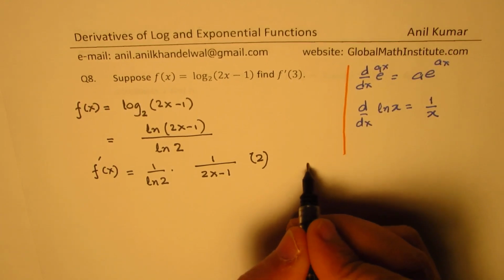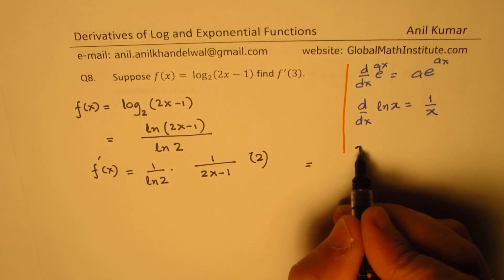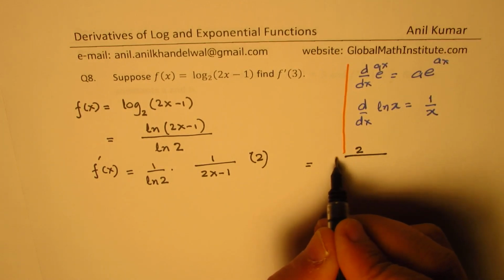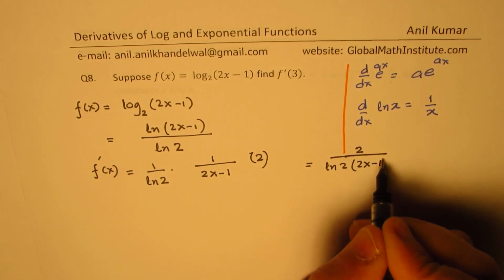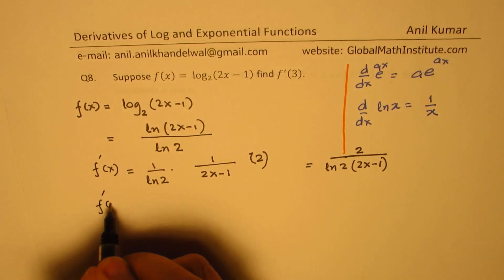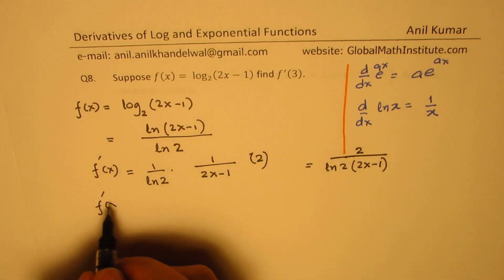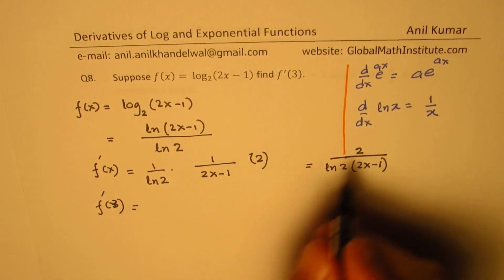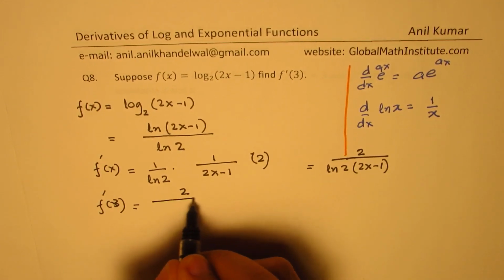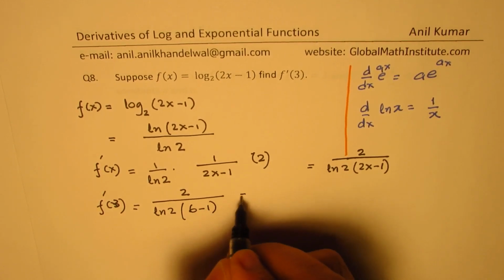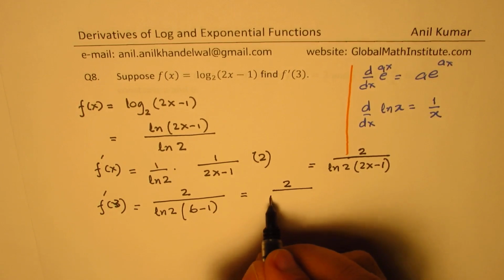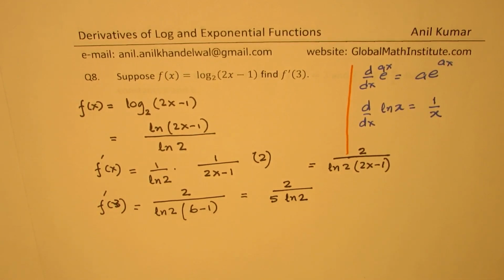So let's rewrite this as 2 over ln 2 times (2x - 1). Now, what is the derivative of this function at x = 3? Substituting 3 here, we get 2 over ln 2 times (6 - 1), which is 2 over 5 ln 2. So that is how you could find the derivative of this function. I hope it makes sense.